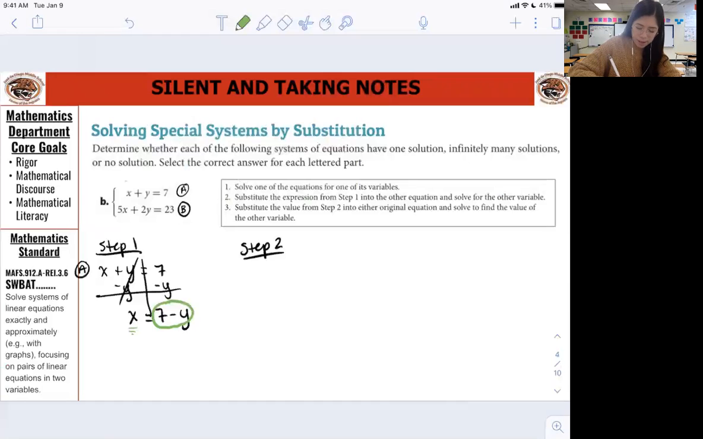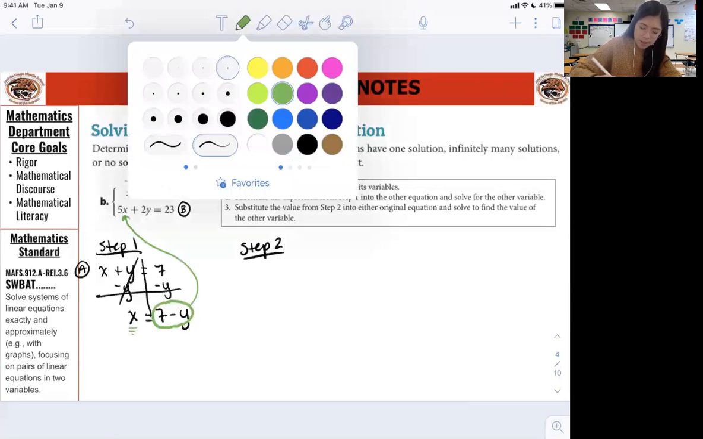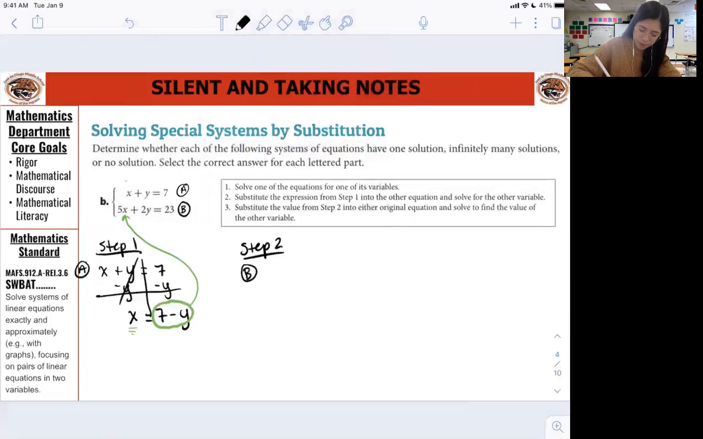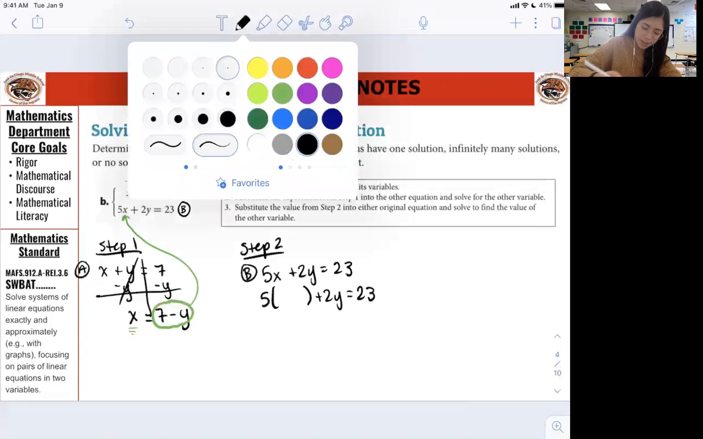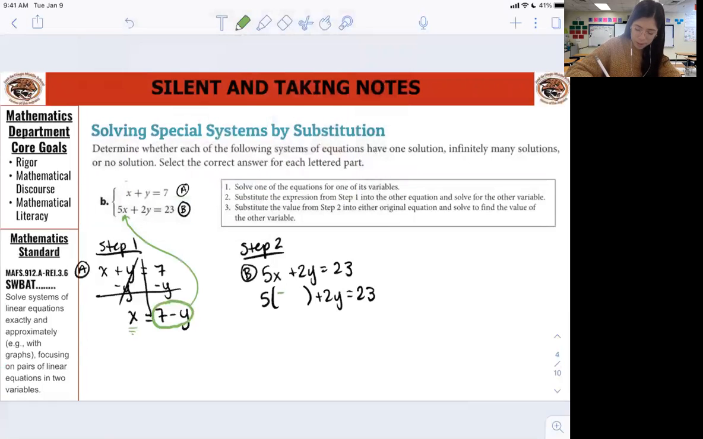So here we go. I plug that in to where the x is. This is 5x plus 2y equals 23. I'm plugging that in for x. And guys, the more and more we do this, the more you're going to see it's the same exact strategy every time, just with different numbers.